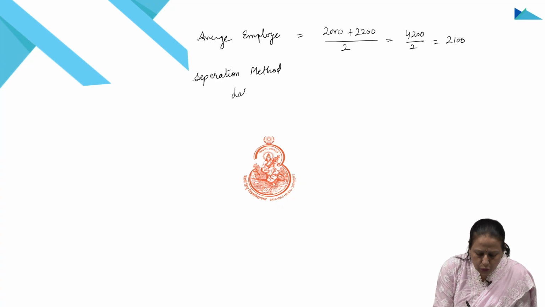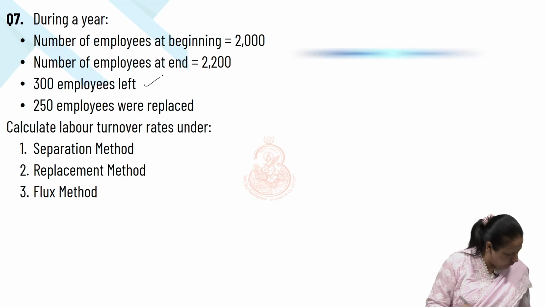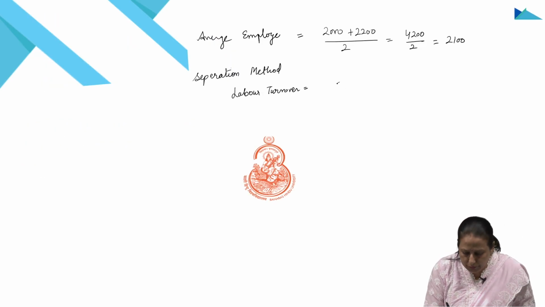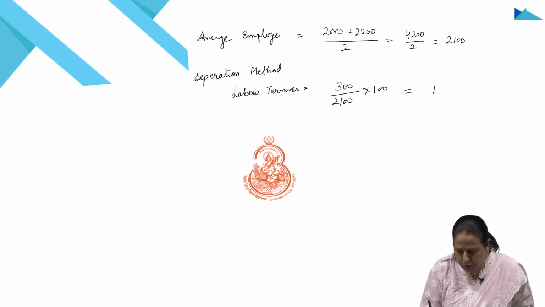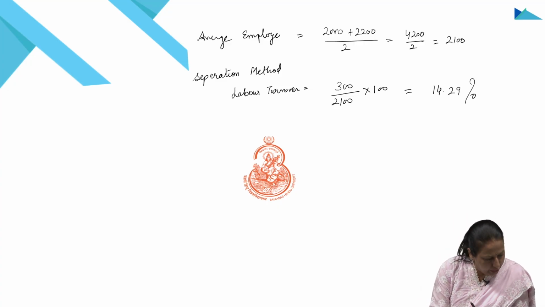So, when we apply the separation method, my labor turnover will be the number of separations, as given in the question, 300, divided by 2100 multiplied by 100, which comes to 14.29% approximately.